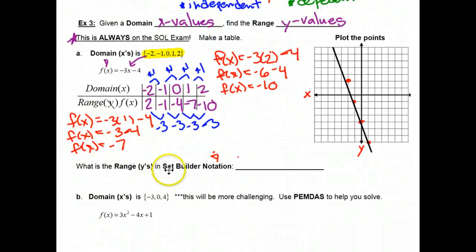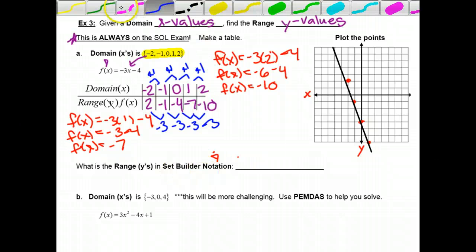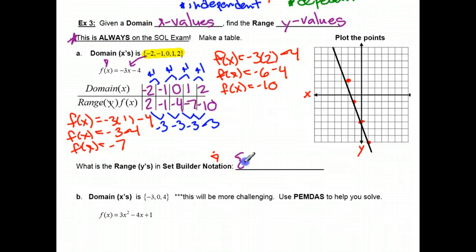Alright, so now it's asking finally for the y's in set builder notation. So after I did all that work, I'm going to put my range in set builder. So my range is the set of 2, -1, -4, -7, -10. Alright, so just to recap what we did here, we started with the domain in a set. We took the domain, plugged them in for the x's, out came the y's. Here's our range, or my y's, in a set. Okay?